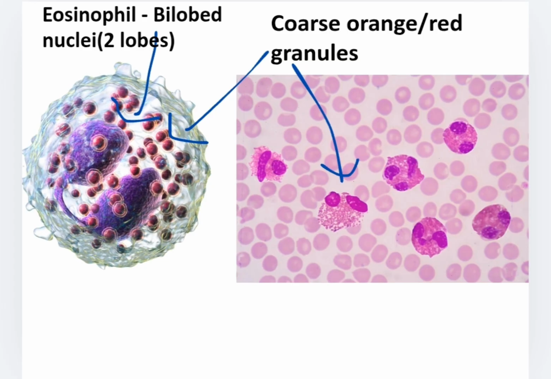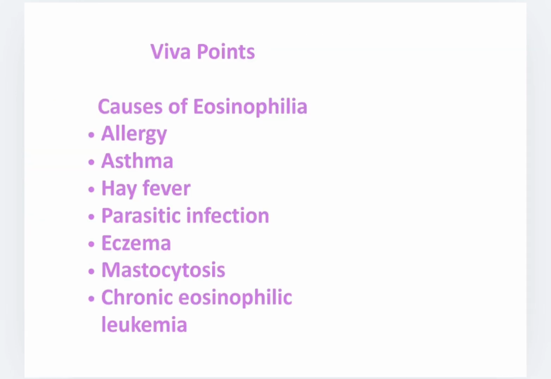Moving on to another granulocyte, it is a beautiful eosinophil. It contains 2 or bilobed nuclei and coarse, meaning large, orange-red granules. An increase in eosinophil count is seen in allergy, asthma, hay fever, parasitic infection, eczema, and mastocytosis. Also seen in chronic eosinophilic leukemia.